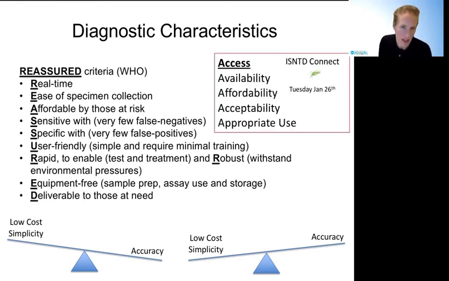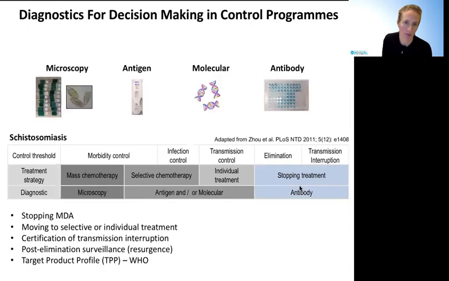And another big criterion for these diagnostics is accessibility, in terms of the availability, the affordability, the acceptability, and also the appropriate use and quality control of those diagnostics. And here I'd just like to point you to a webinar that was streamed on Tuesday by the ISNTD. We're really focused on diagnostics for schistosomiasis and accessibility of those diagnostics. So do look at the re-recording of that to find out more information.